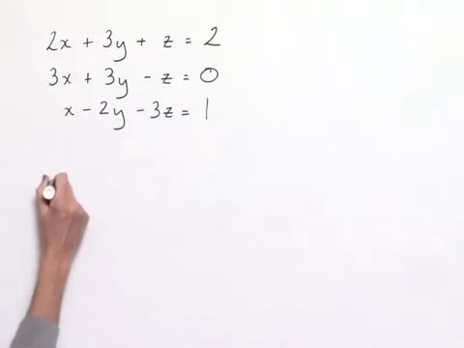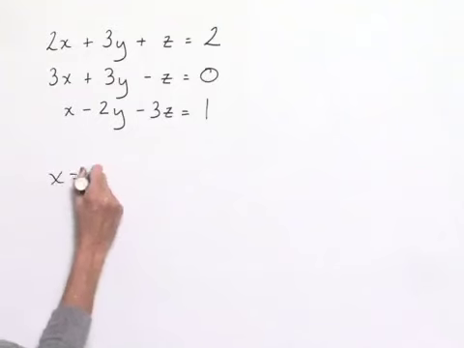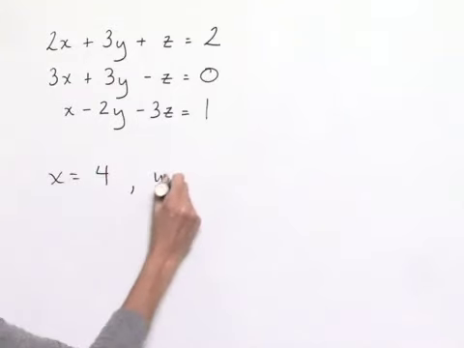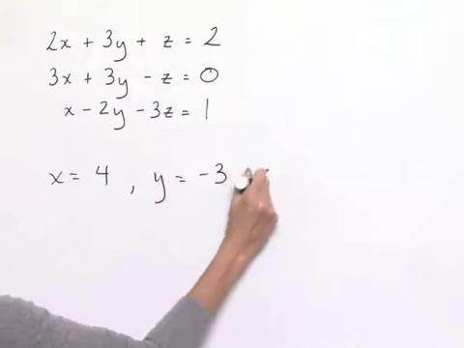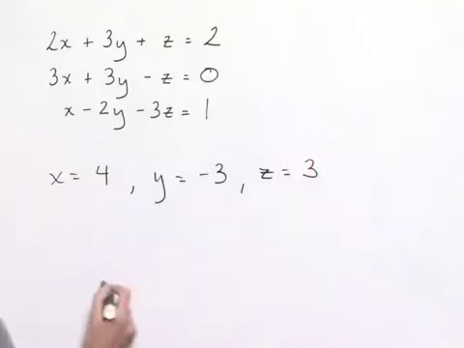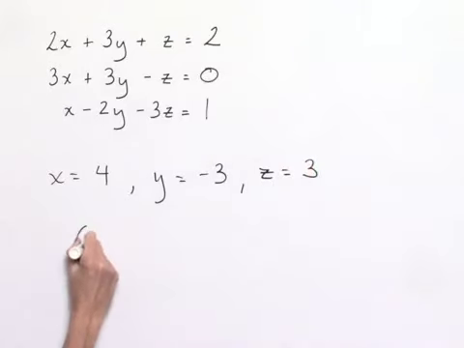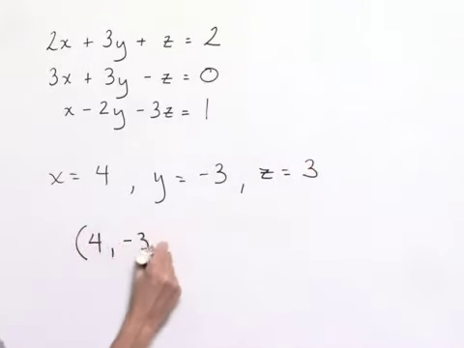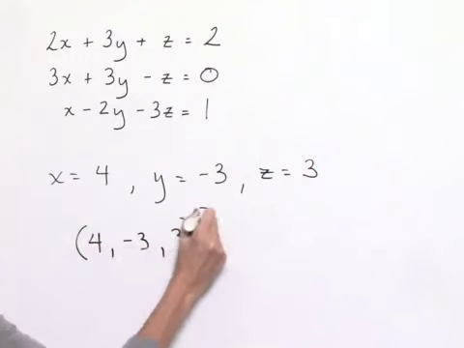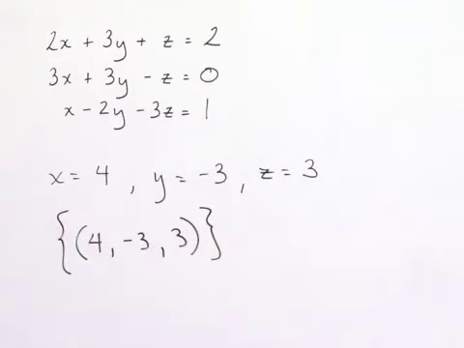So to summarize, we've determined that our x value equals 4, our y value equals negative 3, and our z value equals positive 3. That's going to give us the ordered triple 4, negative 3, 3 as the solution to this system. We can say that's our solution set.